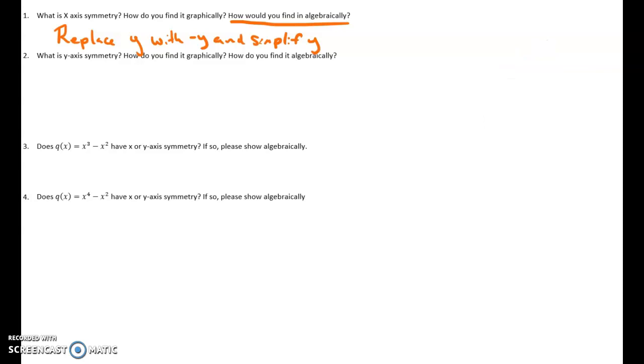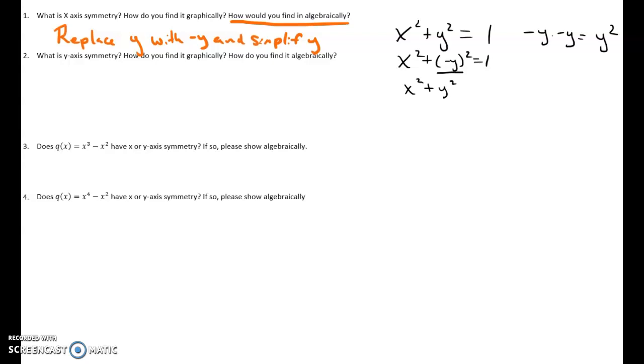Let me clear this out. This is actually the equation for a circle, but it says replace y with negative y and simplify. So that's what we'll do here. That's what we mean when we say test for symmetry. When I plug this in, what is negative y times negative y? Well, negative y times negative y is going to be a positive y squared. So this would be x squared plus y squared equals 1. That's the same thing we started with. So we would say, yes, this has x-axis symmetry.